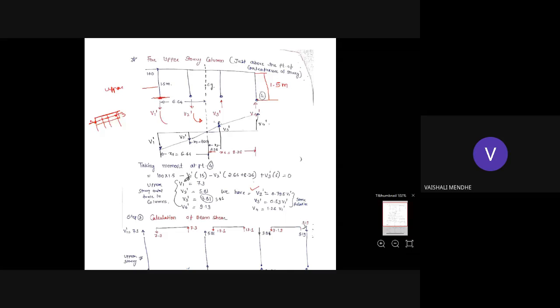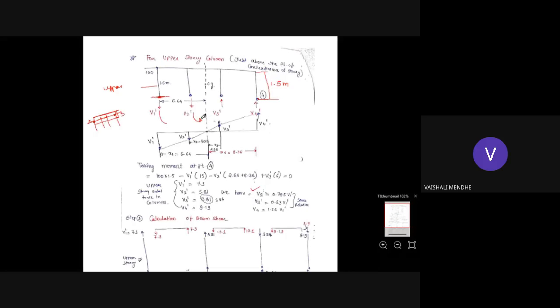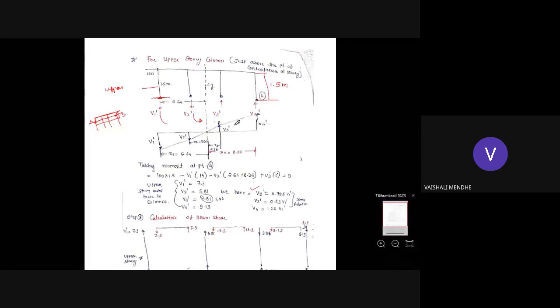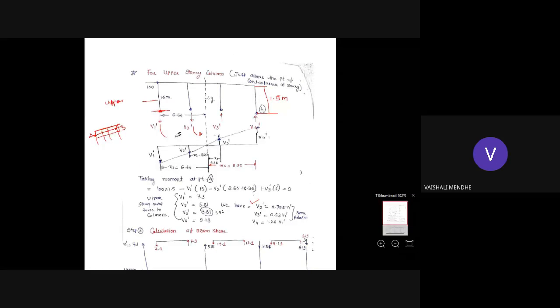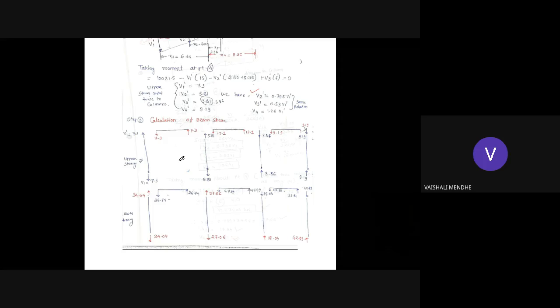We'll get the value of V1 dash. Put the value of V2 dash, this relation, V3 dash, this relation. Okay, so you'll get the value of V1 dash, V2 dash, V3 dash and V4 dash. So ये जो values है, these are the axial forces in the upper story column. और इसके पहले जो values निकली V1, V2, V3, V4, these are the values of lower story column. So आपको यहाँ तक पूरा follow करना है to get the actual forces in the columns.